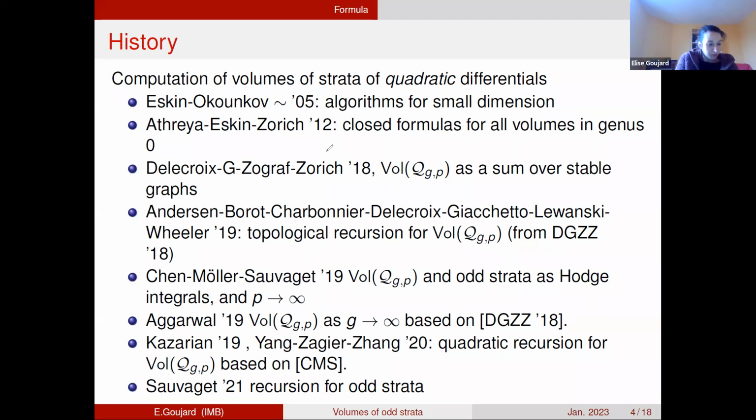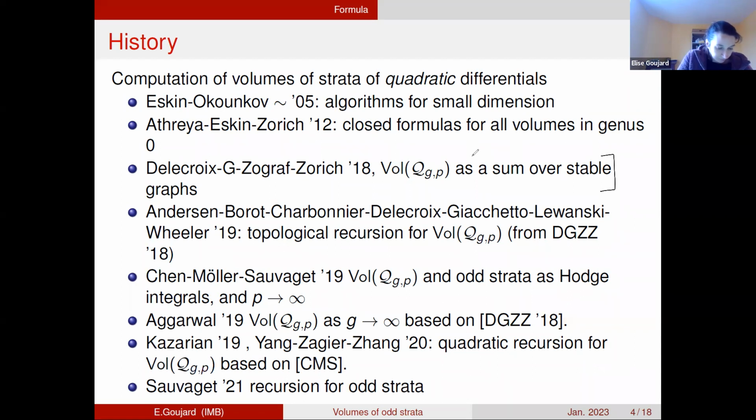The result of Delecroix, myself, Zograf, and Zorich is the result that we extend in this talk. It's a result about principal strata only. Principal strata means that we consider only singularities of order 1 or -1, so simple zeros or poles. And we express the volume of these strata as a sum over stable graphs. You will see that the formula that we prove has the same form. It's a sum over stable graphs, and I will define everything.